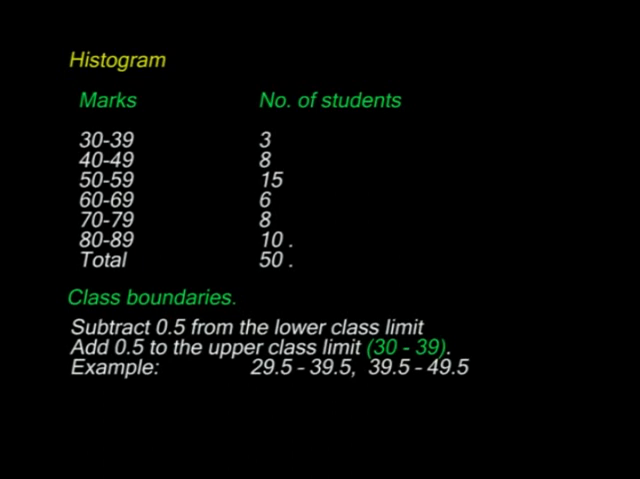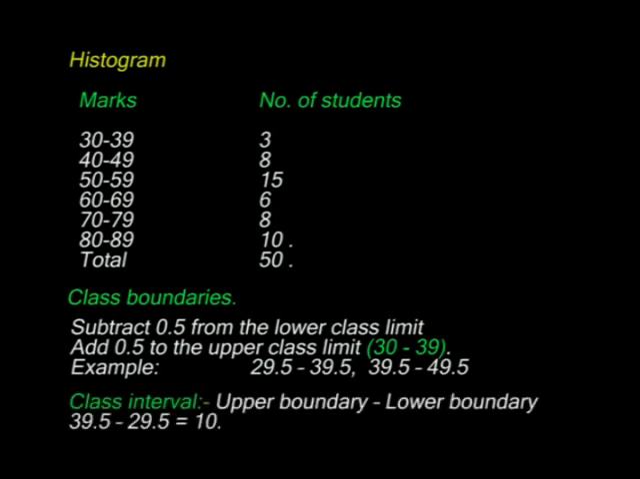The difference between the upper and the lower boundaries is called the class interval, class width, or class size. That is to say, class interval is equal to the upper class boundary minus the lower class boundary. For example, in our case, for the class of 30 to 39, the class interval is 39.5 minus 29.5, which gives us 10.